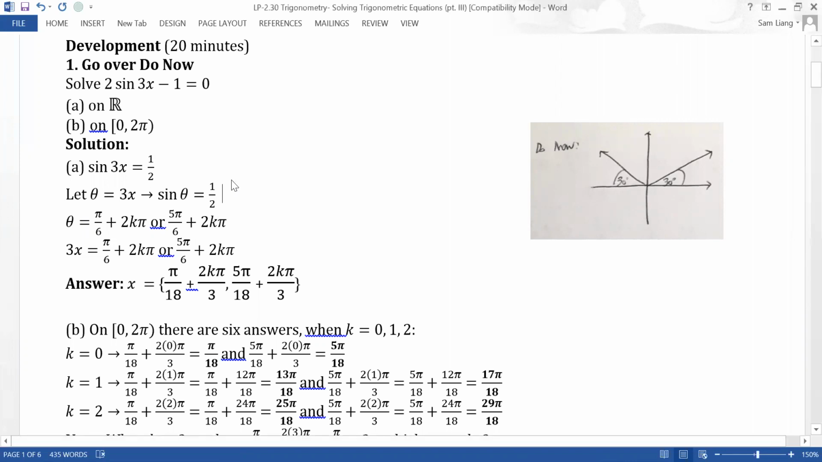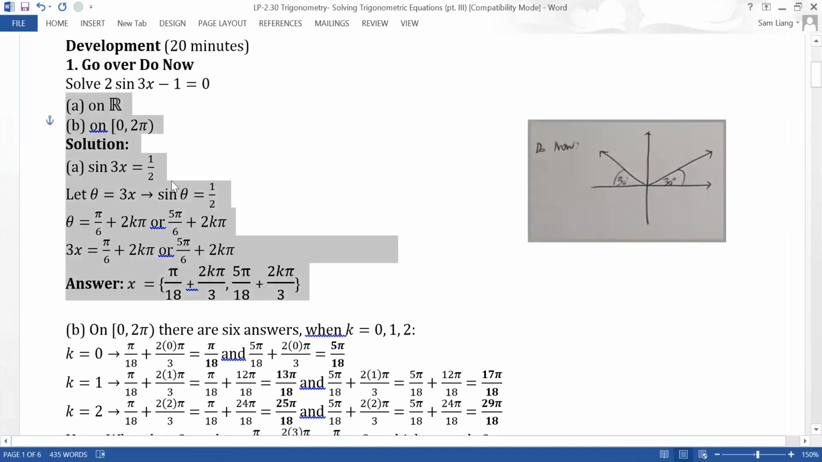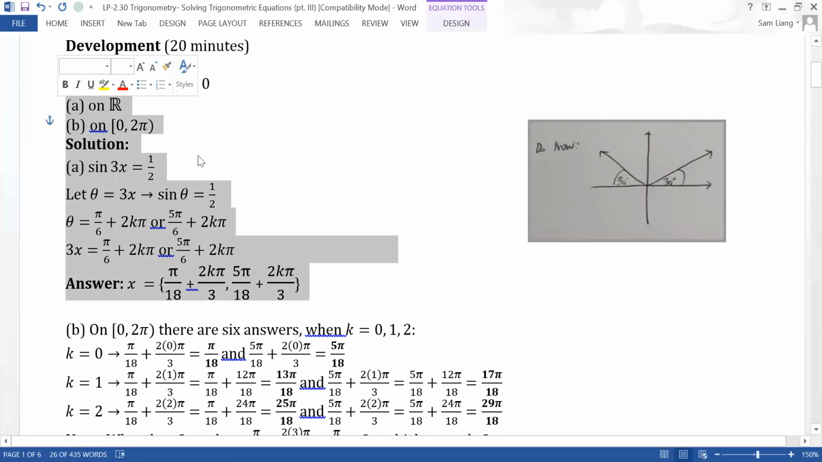Okay, does anyone still need the solution for part A? Go ahead and type in the chat or speak up. All right, if not, I'll move on then to part B.